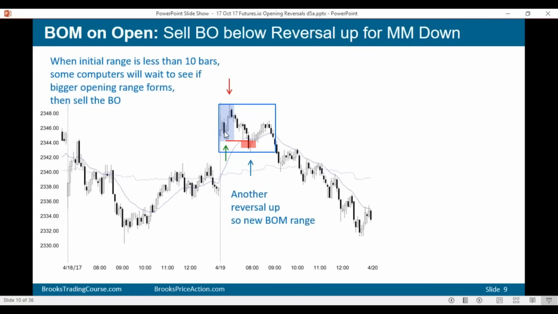Again, when the initial range where the 2 reversals take place is small, only 6 bars, a lot of traders ignore the first reversal and they start counting with the second reversal and then look for a third reversal. So they might ignore this reversal up and then say this is the first reversal, and then they look for a new low of the day and a reversal up, and it creates a larger breakout mode pattern. And traders then will look to sell on a stop just below that low or buy on a stop just above that high. And then we get short there.